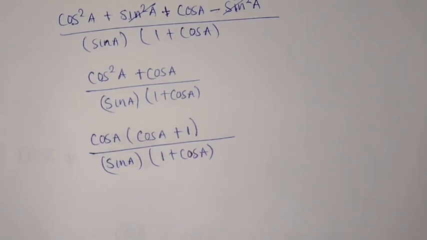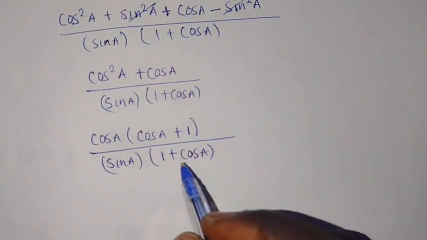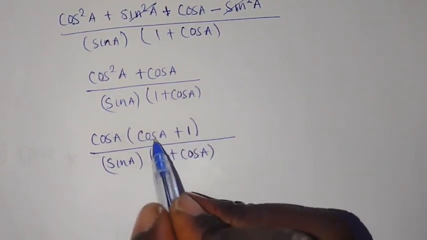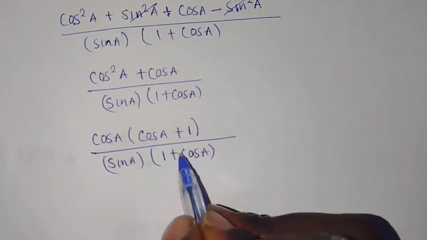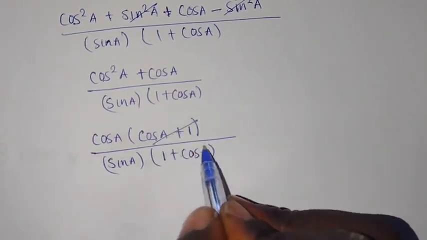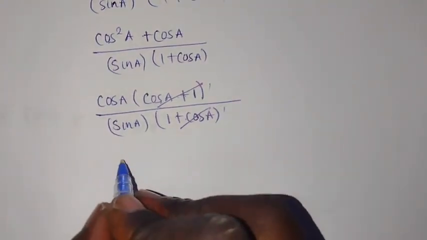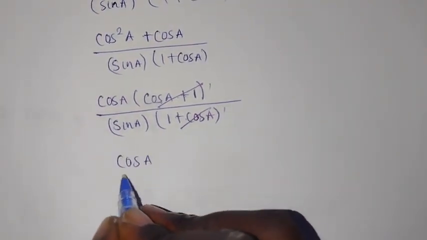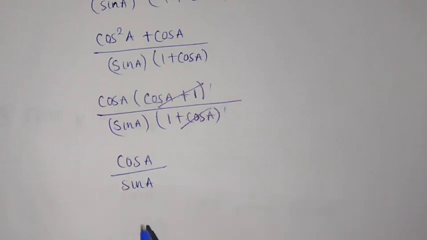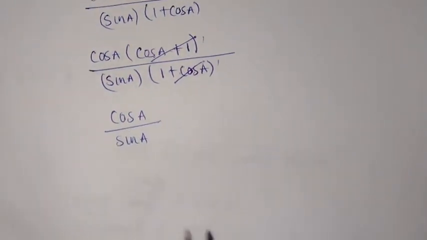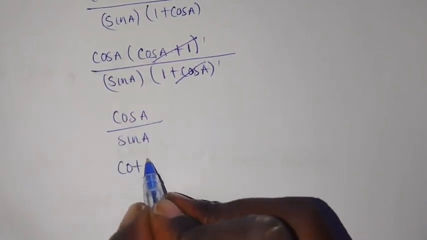So from here, you can see cos A plus 1 is the same as 1 plus cos A. This and this are the same, so they will cancel, and you get the ones here. So what you remain with is just cos A over sine A. And we have the trigonometric identity for this one: cos A over sine A is cot A.